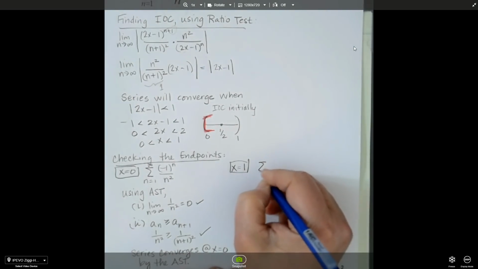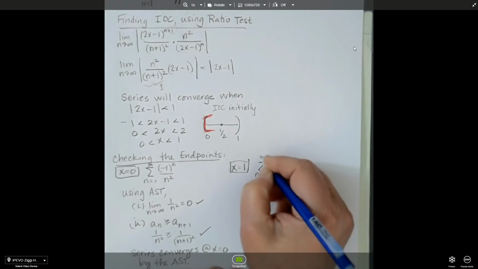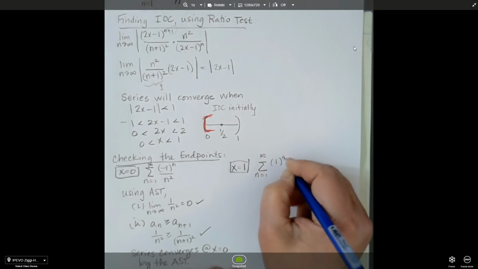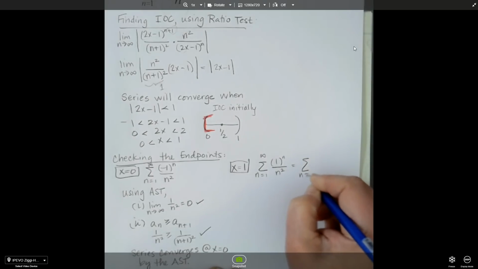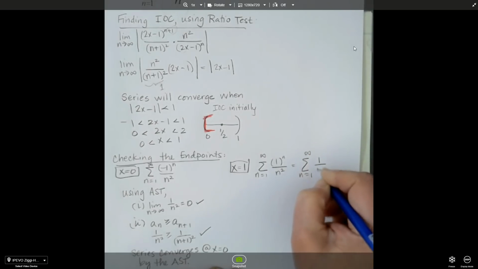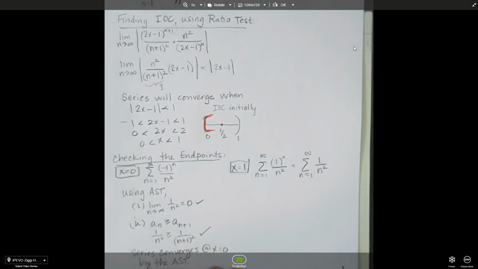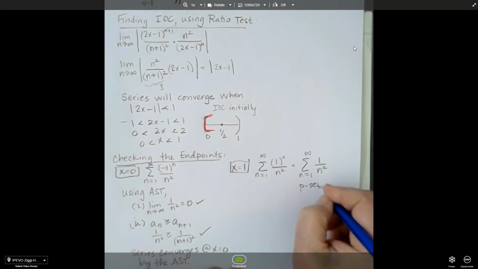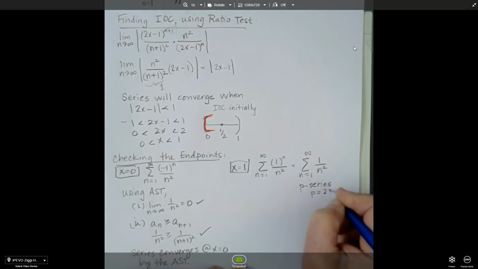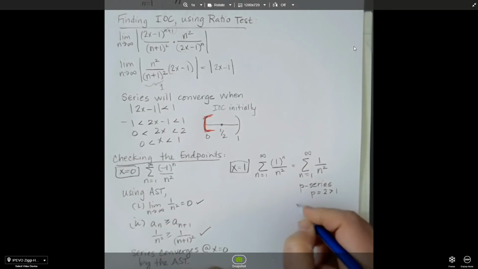So this will be the sum from n equals 1 to infinity of 1 to the n over n squared, which is the same thing as saying the sum from n equals 1 to infinity of 1 over n squared. And I really like to see this because I know that that's what kind of series? Oh, I heard it. P series. Right. And p is equal to 2, which is greater than 1. Therefore, the series converges.